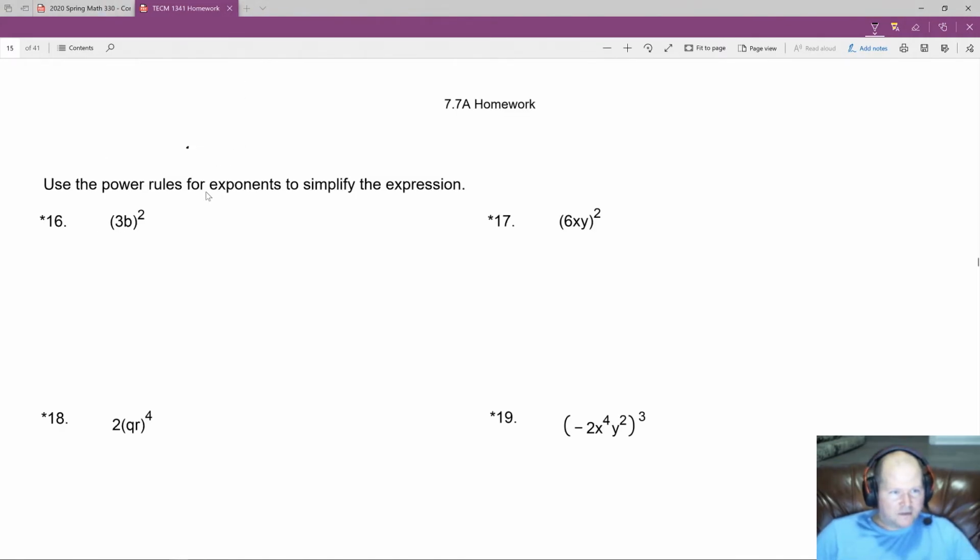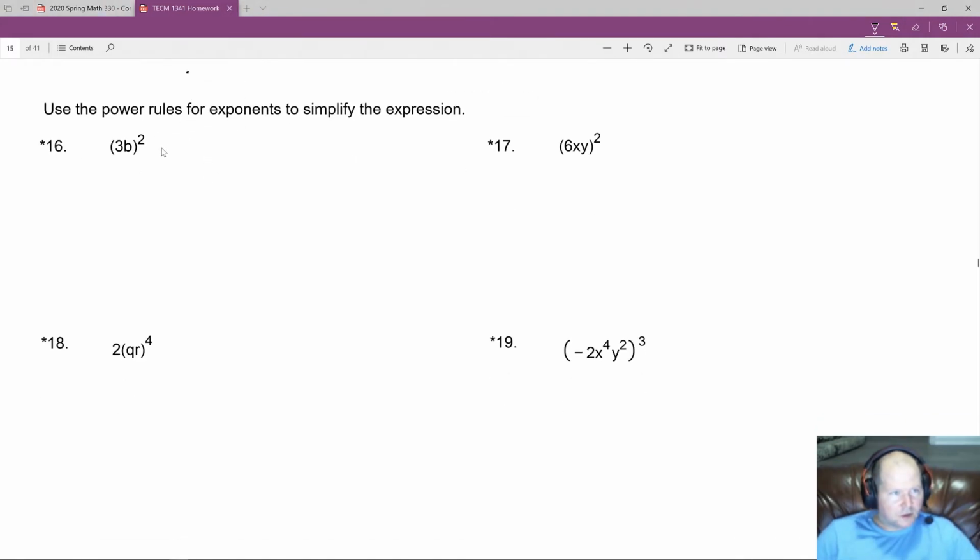So now we have some power rules that we're going to work on. So we have 3b within parentheses to the second power. So we're simply going to bring both the 3 and the b to the second power. So we end up with 3 to the second power times b to the second power. 3 squared is 9, so we end up with 9b squared.